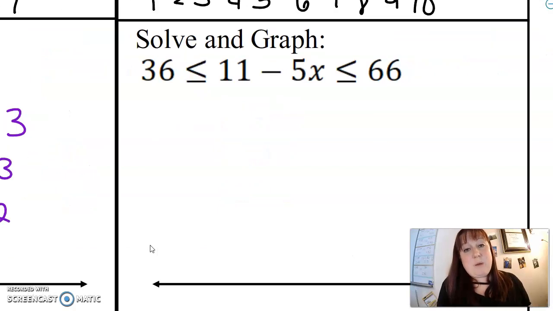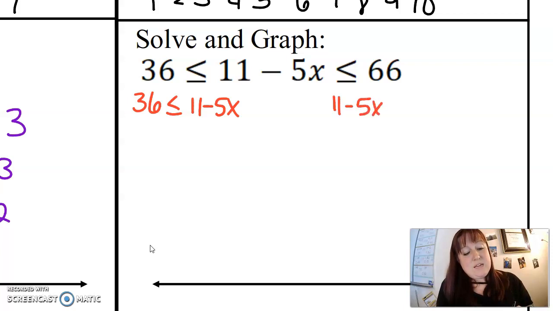Last, we have another compound inequality. So again, for compound inequalities, we just separate them. 36 is less than or equal to 11 minus 5x is one that we're going to solve, and then 11 minus 5x is less than or equal to 66. Remember, above here we had something that was an or. It was like either one of these is true. Well, for this one, both of them have to be true. So we're figuring out which numbers would make them both true.